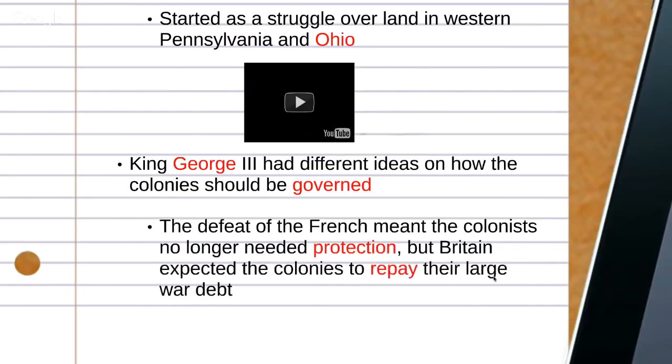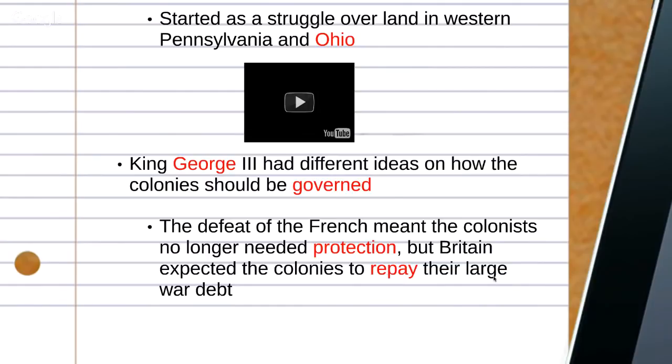The defeat of the French in the French and Indian War by Great Britain meant the colonists no longer needed protection from Great Britain, which was Great Britain's biggest asset over the colonists, that the colonists needed protection from other threats. But once Britain removed that threat, the major threat being the French, then the colonists didn't really need Britain anymore.